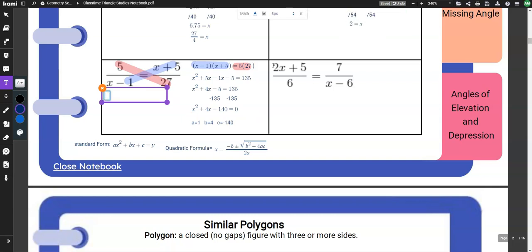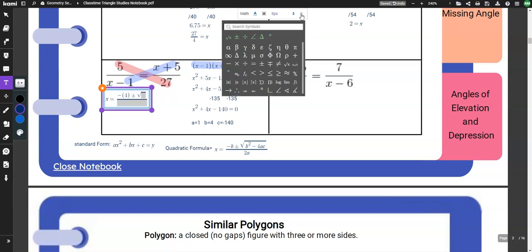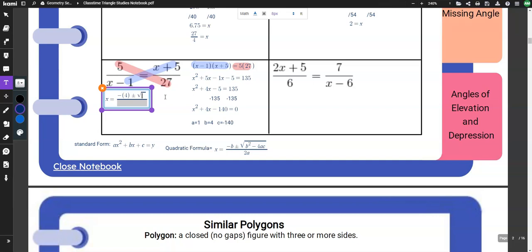We substitute that information into our formula, so we're going to get x is equal to negative, and our opposite of b is 4, so minus 4, plus or minus the square root of b squared. So that's going to be 4 squared minus 4 times a, which is 1, times c, which is negative 140. Make sure you don't forget that negative, because otherwise it won't work. And it's going to be divided by 2a.